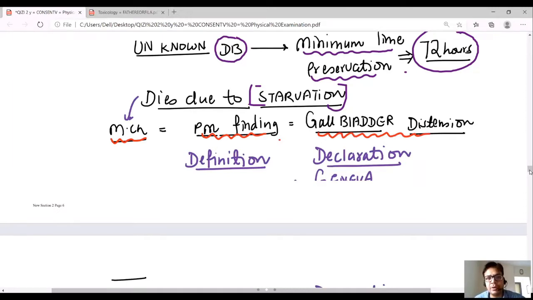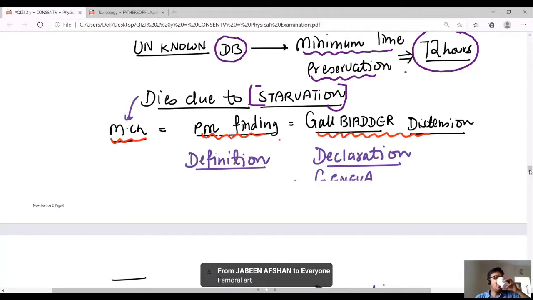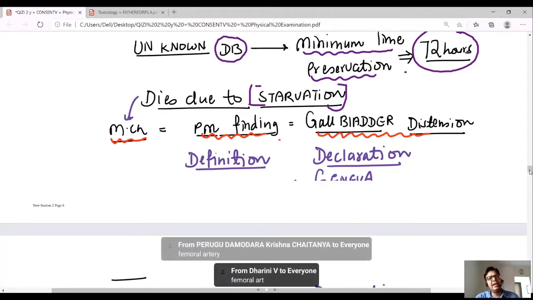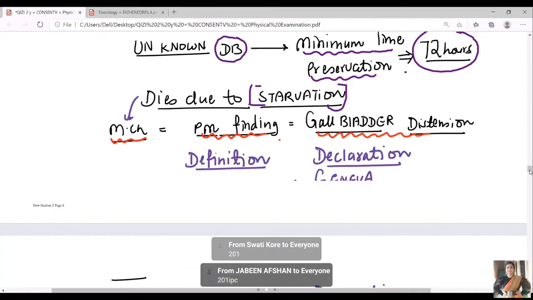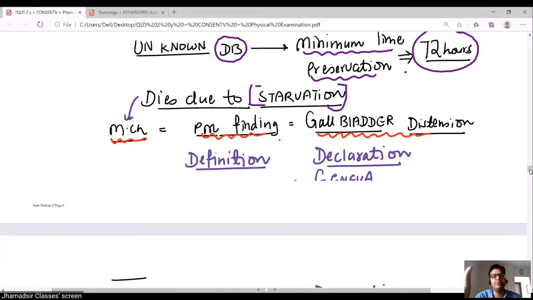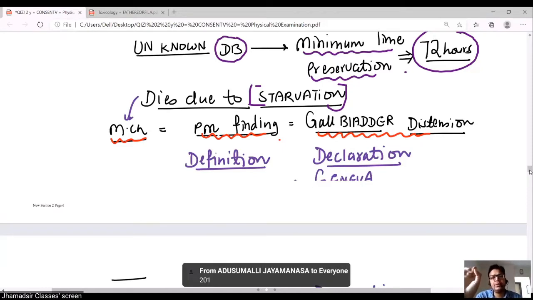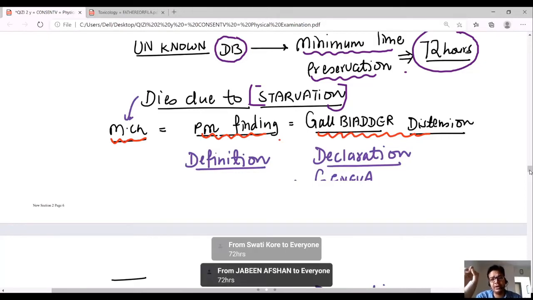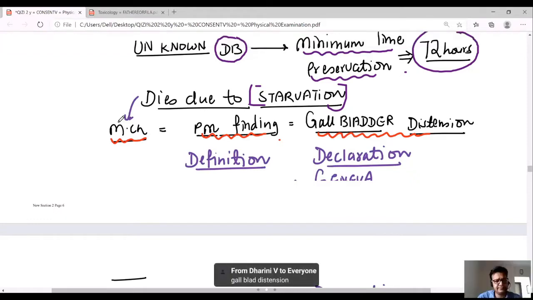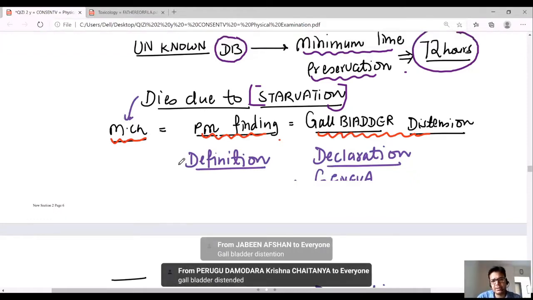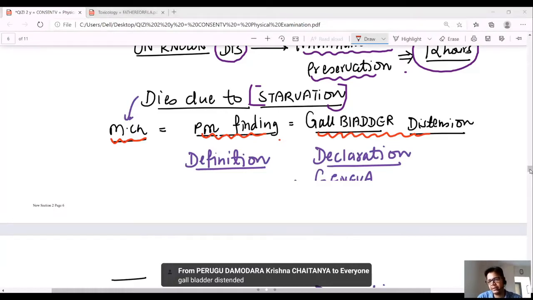Let me ask you some MCQs. What is the best route for embalming fluid? Femoral artery. If embalming is done before postmortem, the doctor is punishable under which IPC? 201 IPC. Embalming is generally used to preserve the dead body. Minimum time for preservation of an unknown dead body? Yes, the answer is 72 hours. If any person dies due to starvation, starvation meaning hunger death, what is the most characteristic finding? Gallbladder distension. That is very, very important, my dear.